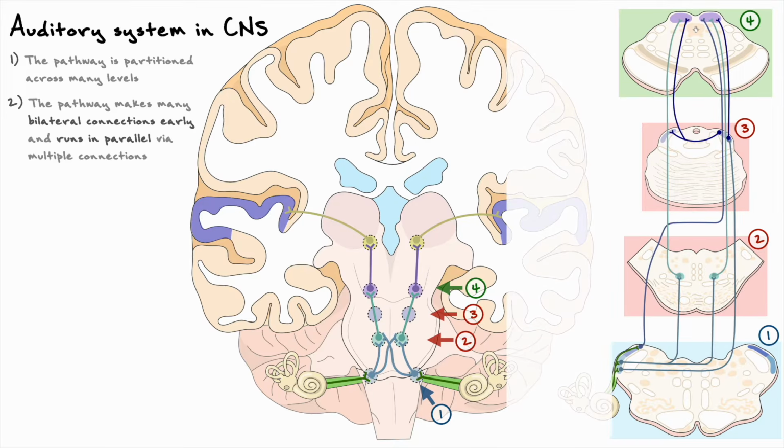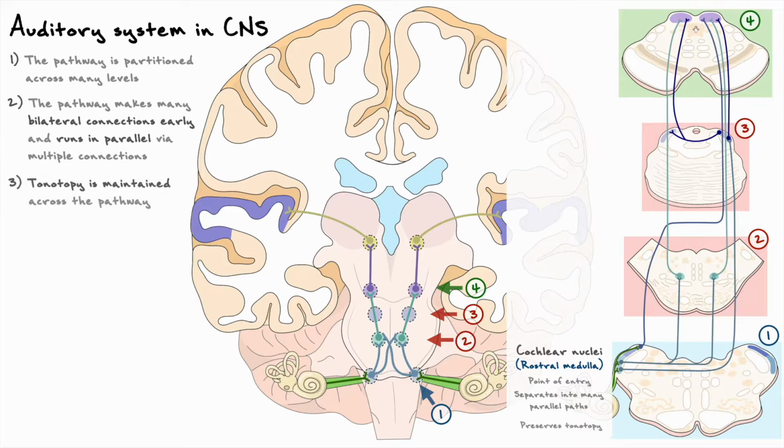Now, to get more familiar with the pathway, let's see the key structures for each of the subcortical levels. It goes without saying that we will revisit each structure on their own later. So, coming off the 8th cranial nerve, which carries auditory information, the first point of entry for the auditory information is the cochlear nuclei. The two cochlear nuclei are located in the rostral medulla, and it is from there that the many parallel pathways originate. A very important aspect about this nucleus and the auditory system as a whole is that tonotopy is maintained throughout the pathway.